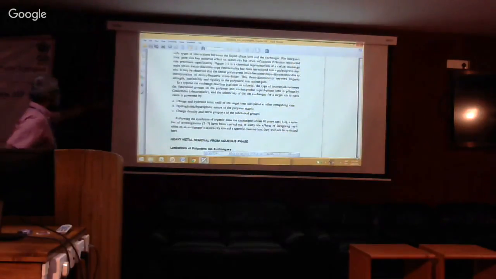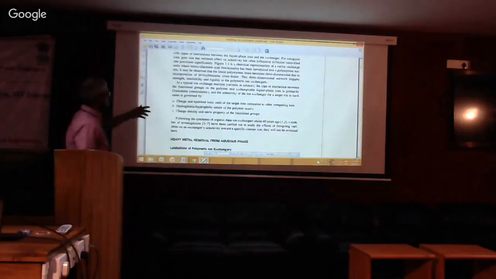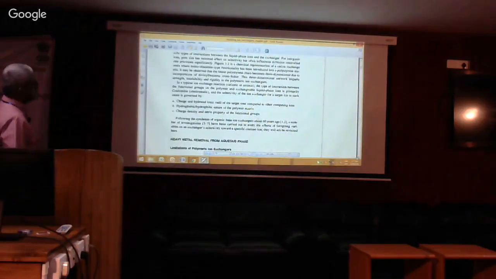So, in a typical ion exchange reaction, cationic or anionic, the type of interaction between the functional groups on the polymer and the exchangeable liquid phase ions is primarily electrostatic or Coulombic, and the selectivity of the ion exchanger for a target ion is governed by the hydrated ionic radii, the charge compared to the competing ions, and the hydrophobic or hydrophilic nature of the polymer matrix.